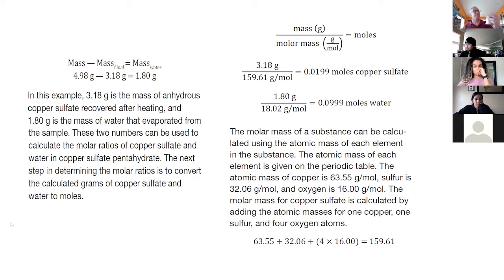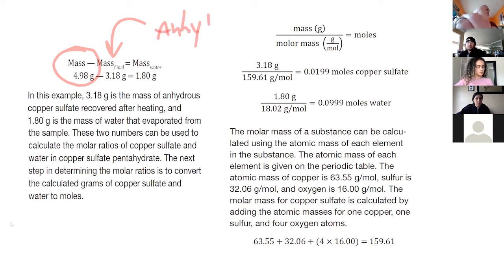Epsom salt is called that because I think it was initially found in the city of Epsom, but it is actually magnesium sulfate with water included. So if we want to figure out how many waters there are, we would weigh out a mass of salt. We would heat it, and then see what the mass after heating was. That would be the anhydrous form. And then we would see what the difference in mass was. That would be the mass of water that's lost.